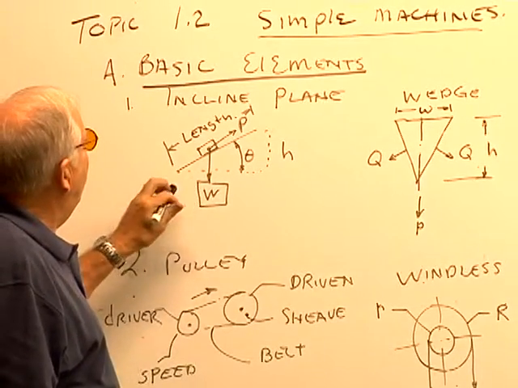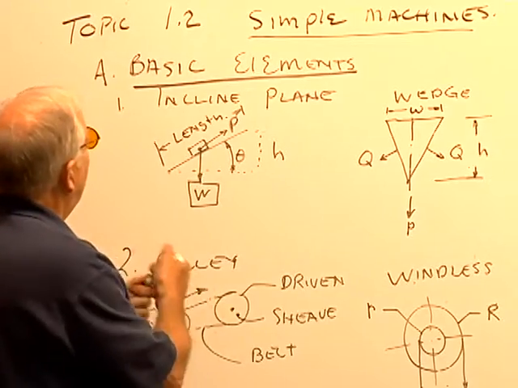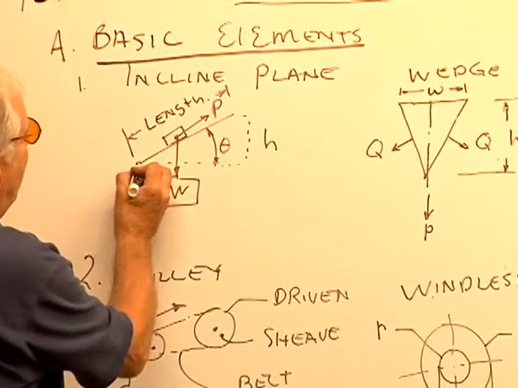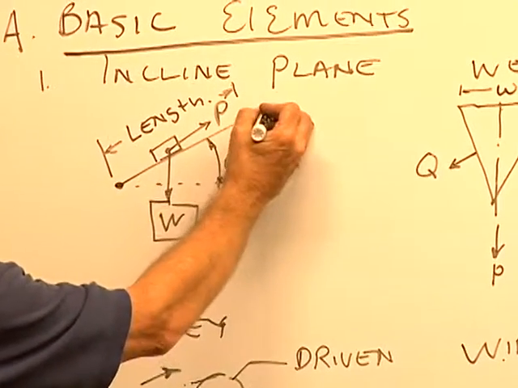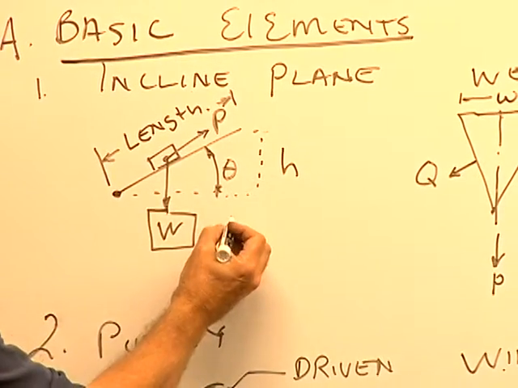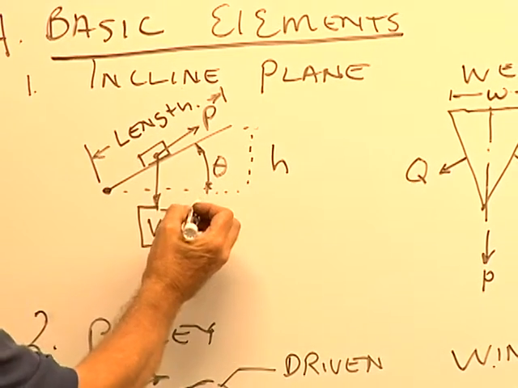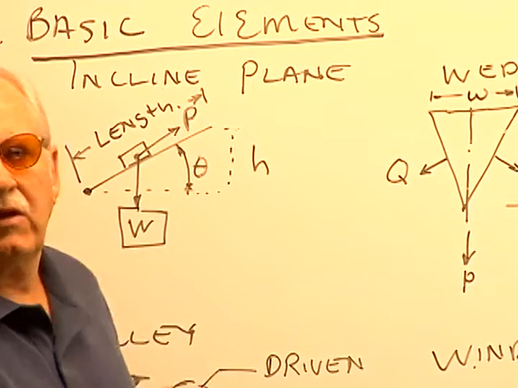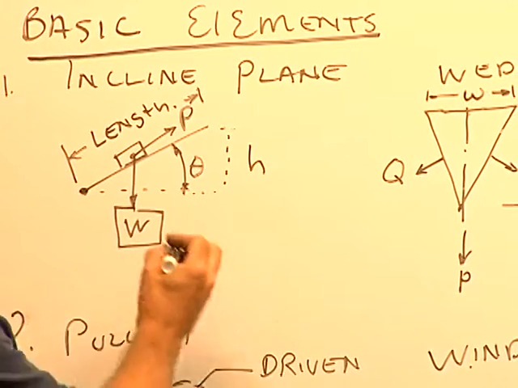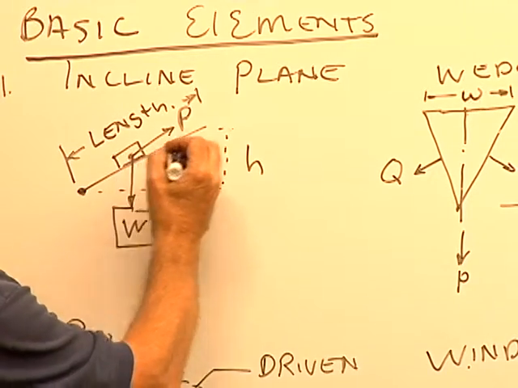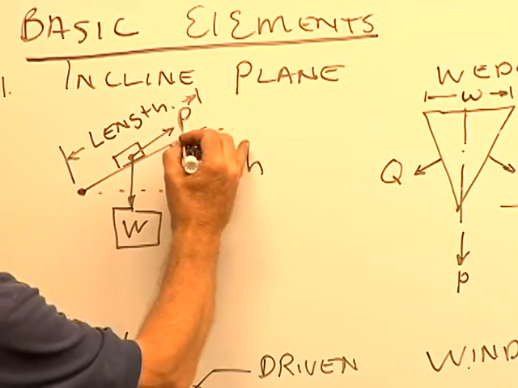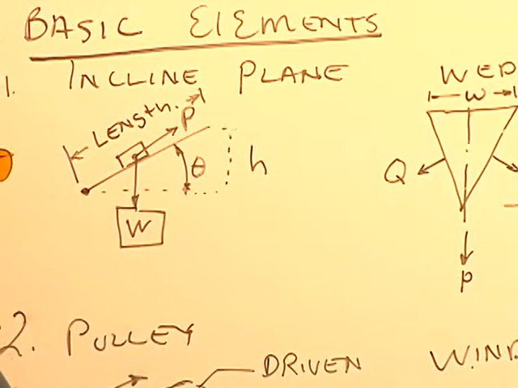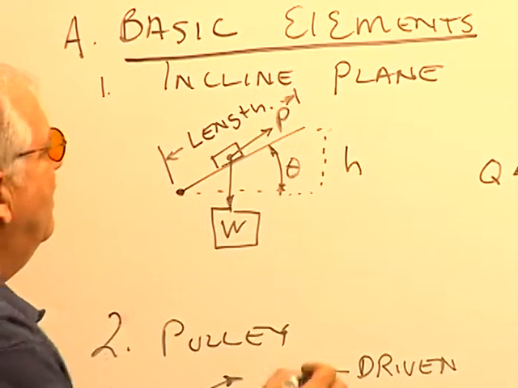You have a weight that is on a ramp, so to speak, that goes up on an incline. That incline is identified by this Greek symbol called theta, and that will be a possible indication as to how you can solve the problem. The force that you're going to use to drag that weight up the ramp is called pull, or abbreviated P.